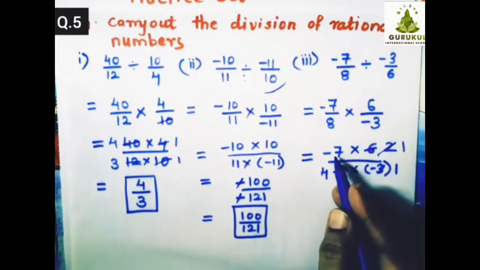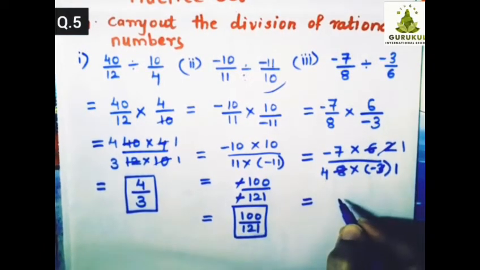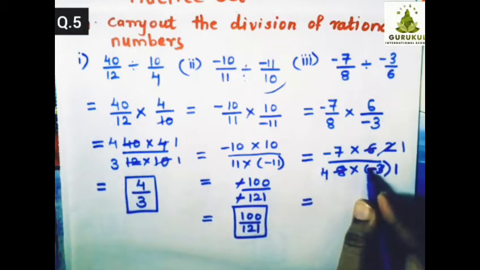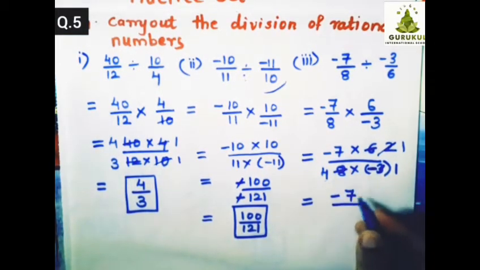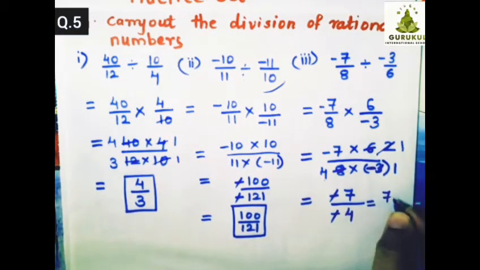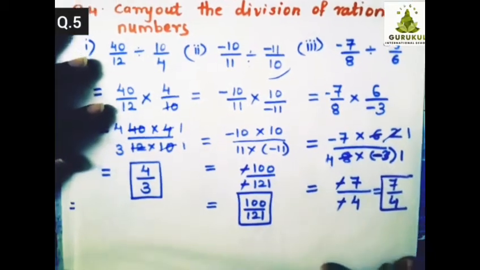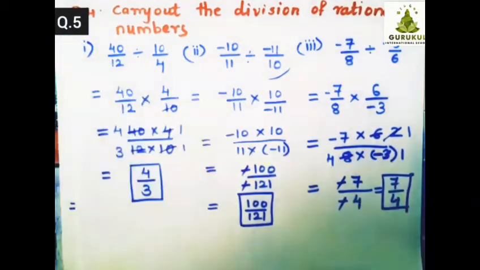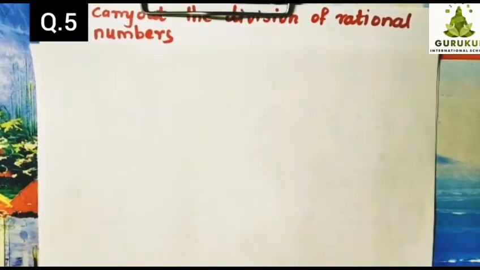So what remained over here? Minus 7 into 1 and 4 into 1, which cannot be divided further, and this minus symbol we don't have to forget. So minus 7 into 1 will be minus 7, 4 into minus 1 will be minus 4. Minus minus symbol gets cancelled, and what remains? 7 upon 4 will be the answer. Now next question, fourth one, let us solve.